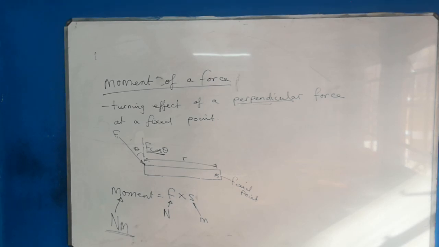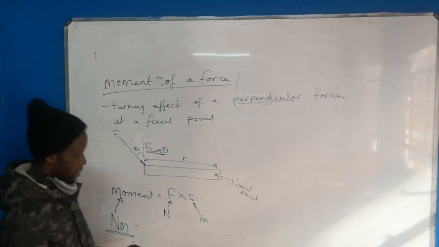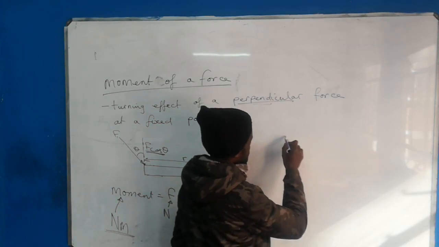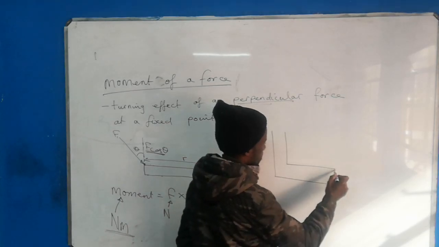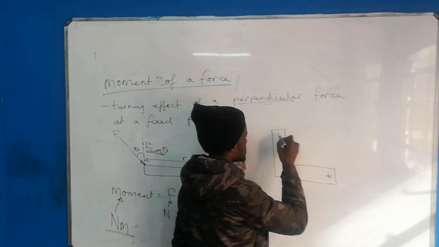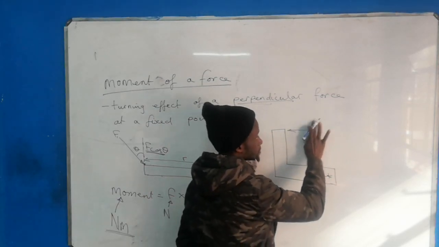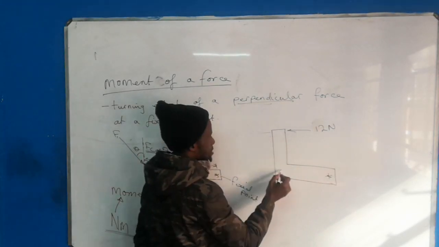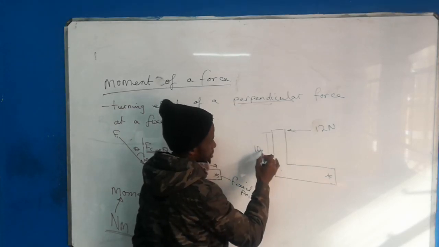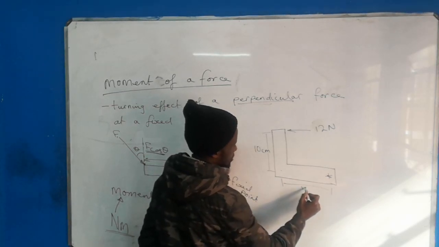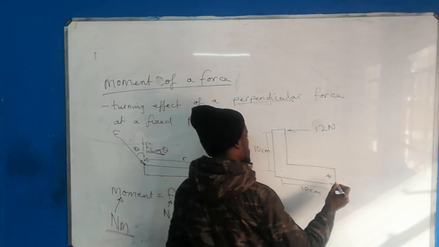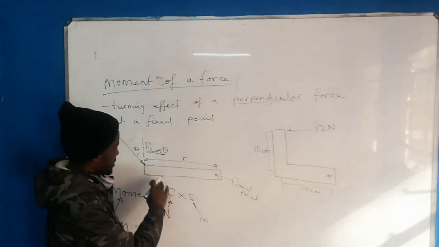If you have questions, you ask. So always make sure the force is perpendicular. Whether they give you a question like this, let me try and draw something. This is our beam. This is our fixed point. It's not even a beam, this one, but it's something. We have the force. Let me use numbers now. Let's say we have 12 newtons. The distance up to this point is 10 centimeters. The distance from that point to that point is also 10 centimeters. Then they ask you, what is the moment of this force? It's not as straight as this.